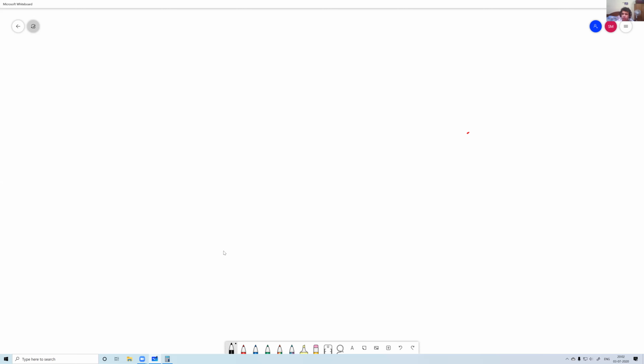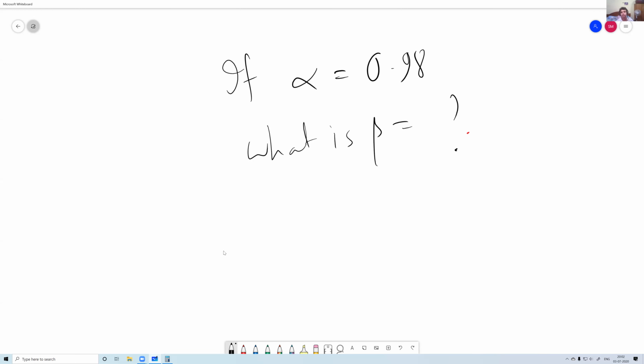There could be some very easy problems like if alpha equal to 0.98, what is beta? How to find? Sir, beta equals alpha by 1 minus alpha. Exactly. So we can calculate from there. Right.